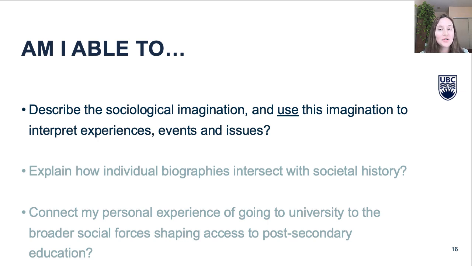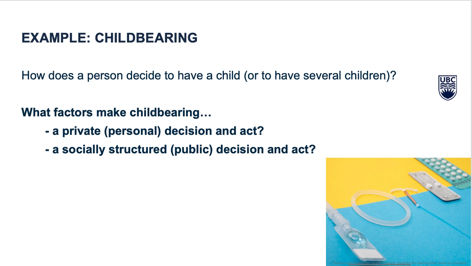So I invite you to use your sociological imagination in the following example. Our example is childbearing. How do you think a person decides to have a child or not, and how many children to have? What factors do you think make childbearing a personal or private decision and act, and a socially structured decision and act, what Mills would call a public issue?